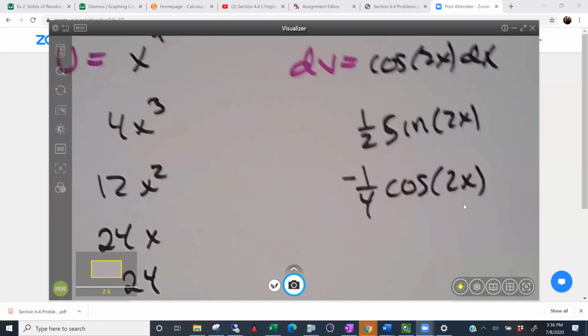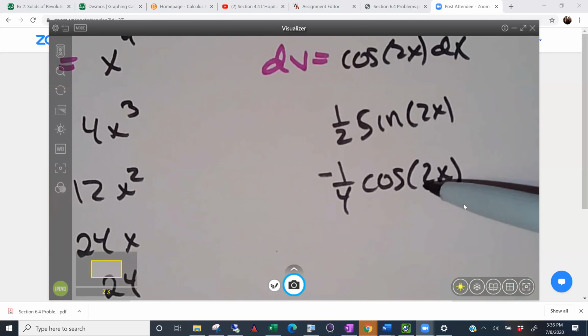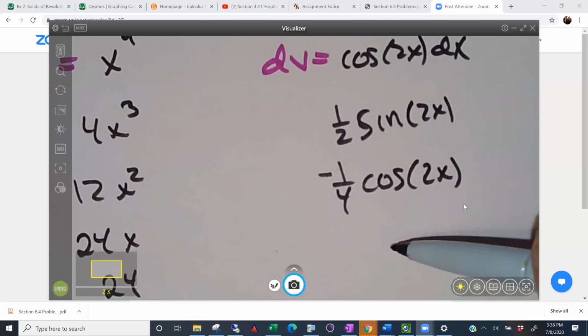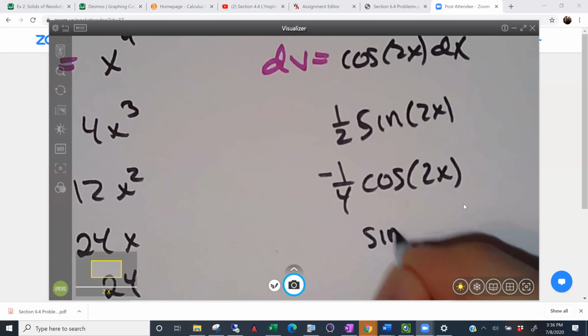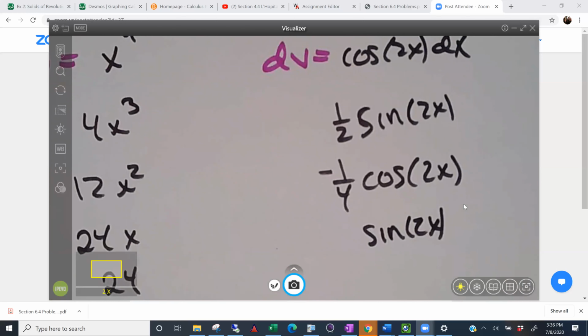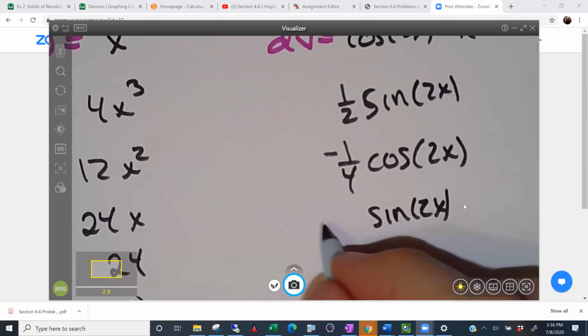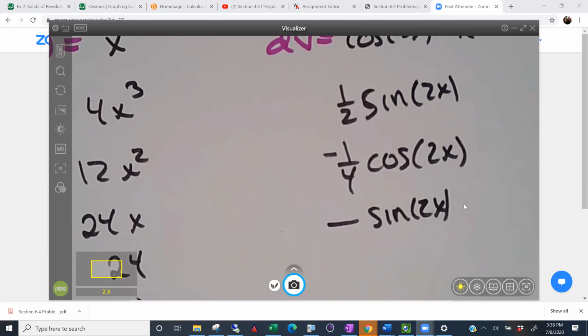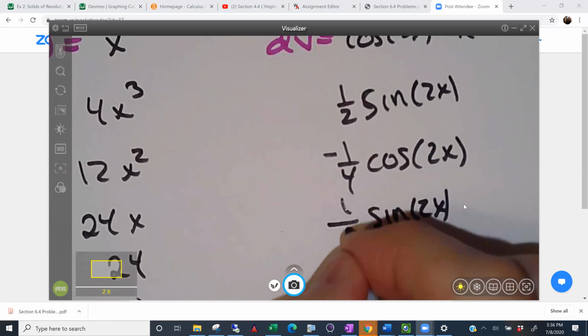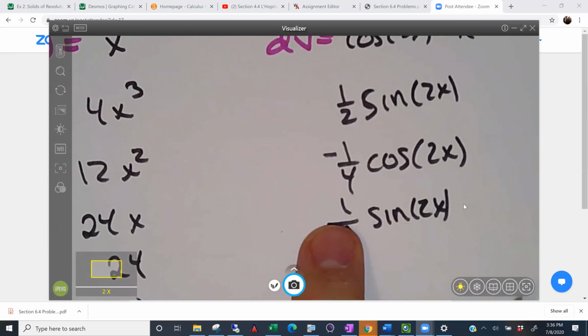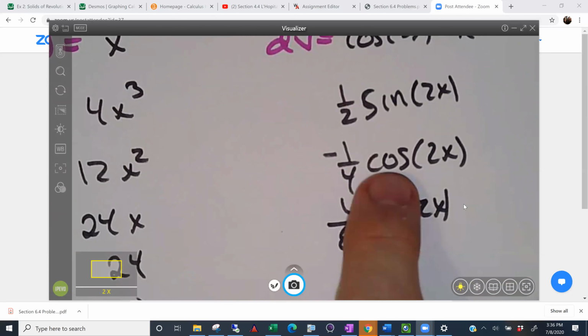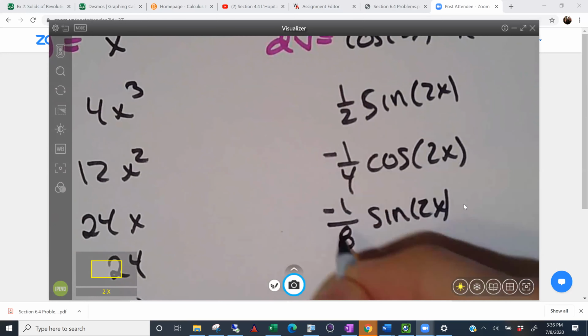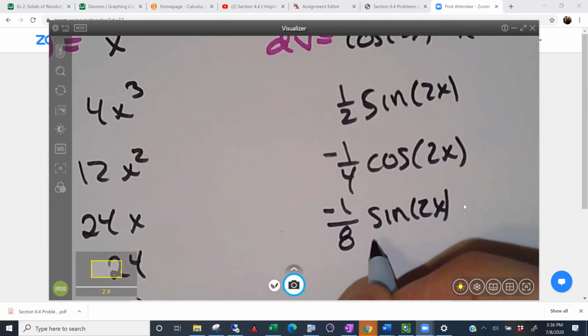Now, your turn. Let's do one more. Actually, a couple more. Integrate this yet again. So it's going to be a sine of 2x, and then a fraction here. 1/8 sine of 2x. Should it be negative or positive? Positive. Well, when you differentiate sine, what do you get? When you differentiate sine, you get cosine, right? And the only way that negative is going to stay there is if I have the negative here to begin with. So I want that to be a negative 1/8 sine of 2x.